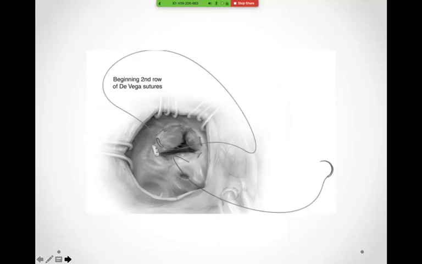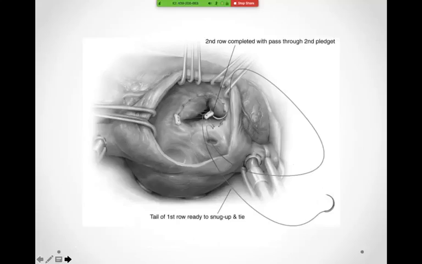Yeah, so basically what we have done is we have gone through the anterior leaflet along the annulus to the posterior leaflet and come out at the other end. And then we are taking a second row of sutures in the same way, just shy of the previous suture. Next slide, please.